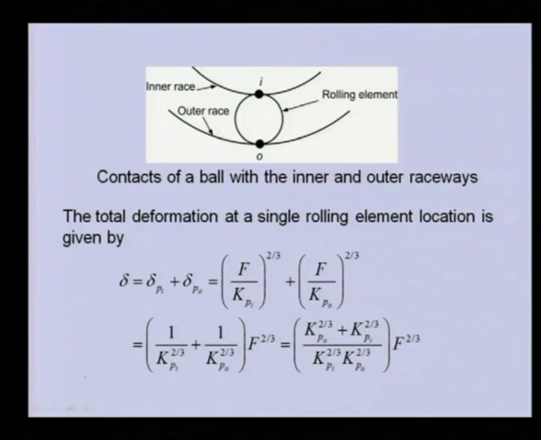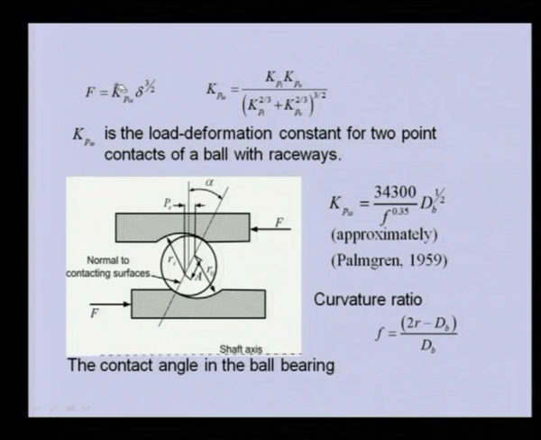Now this is for a single point contact at one of the contacts. In the ball bearing we have two point contacts, one at the inner ring and one at the outer ring. So the total deformation can be defined as the summation of these two, and the previous expression can be substituted for inner contact and outer contact. It can be simplified like this, because the load transmitted is the same, so we will get this expression. Basically this is some kind of equivalent load deformation constant for the two point contact, which is defined like this. For inner contact and outer contact these are the expressions.